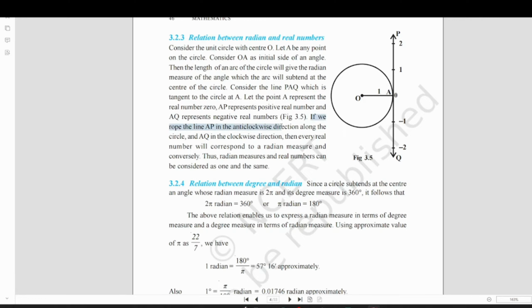It says if we rope the line AP in the anti-clockwise direction, so for example, if we put a center here and this is the rope, and if we move it in the anti-clockwise direction, at some point it will touch here. Then every real number will correspond to a radian measure. Conversely, radian measures can be considered as real numbers. So what it is trying to say here is basically to put a relationship between radian measures and the real numbers. It says that radian measures are actually real numbers.